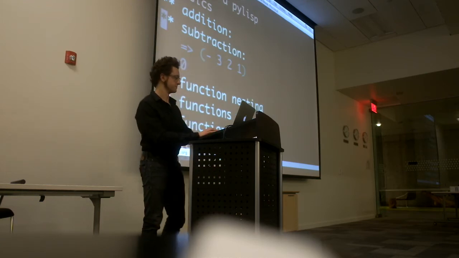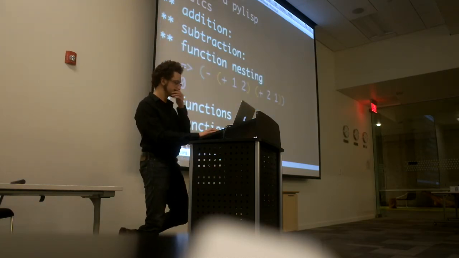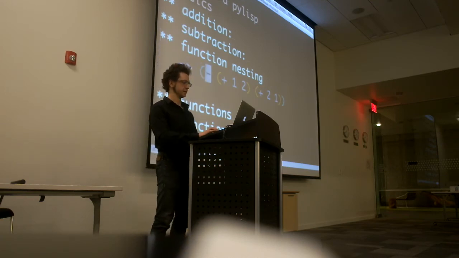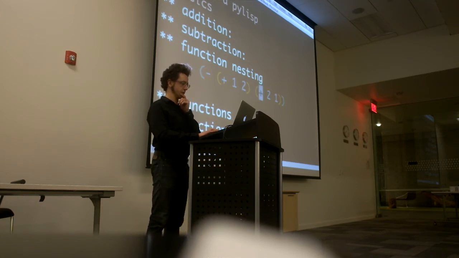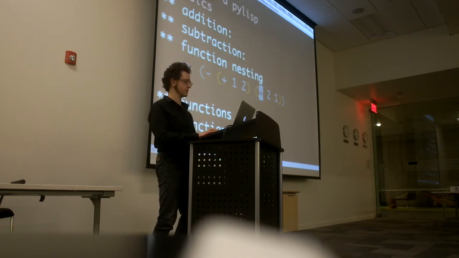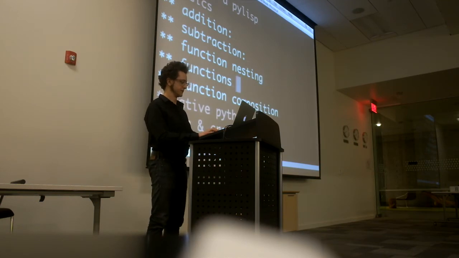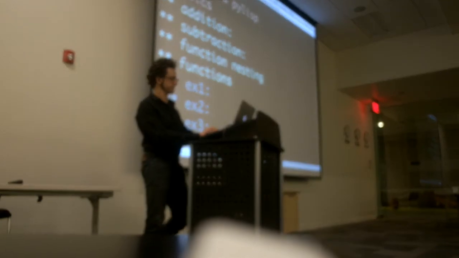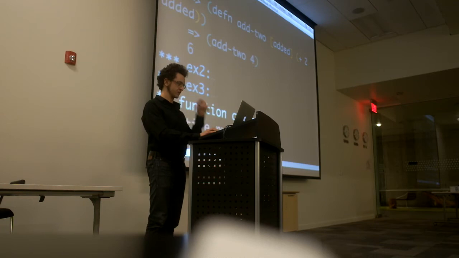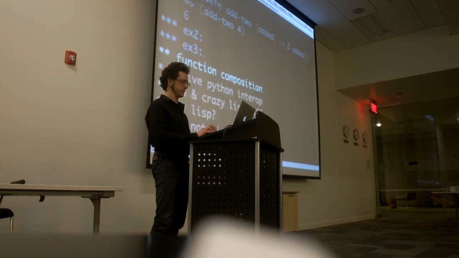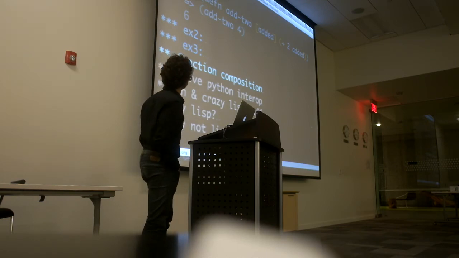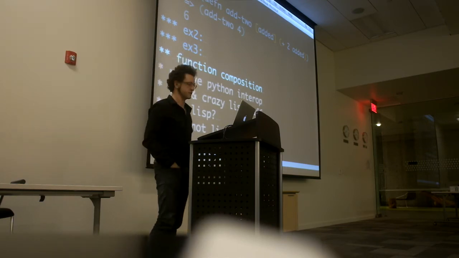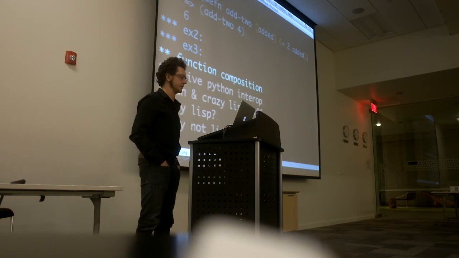Subtraction, same story. Walk it back down. You can do cool stuff. You can nest functions. So this is subtracting this function here, the sum of 1 and 2, from the sum of 2 and 1, and that'll give you 0, unsurprisingly. Defining functions is fun. Oh man. There we go. So it's pretty terse. You just define the name of your function, the arguments that you're going to have there, and then you call it.